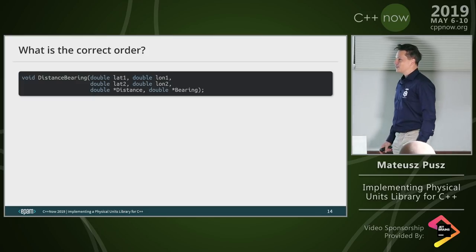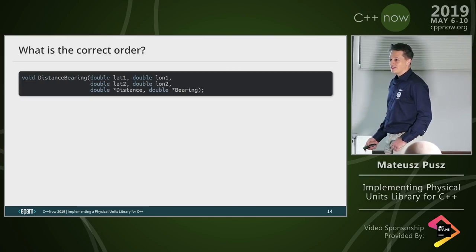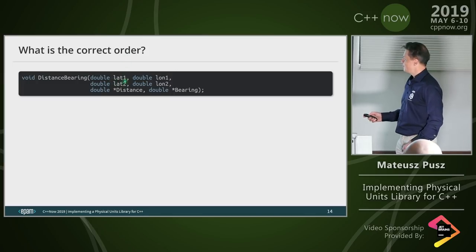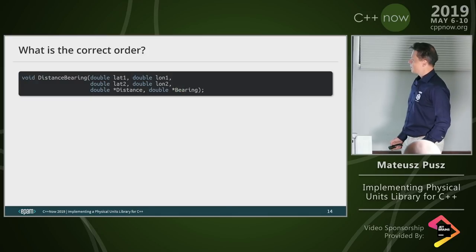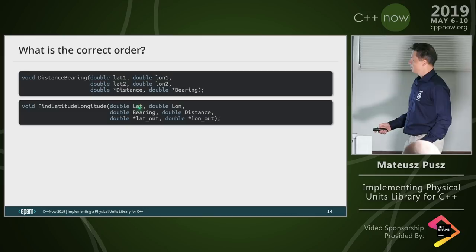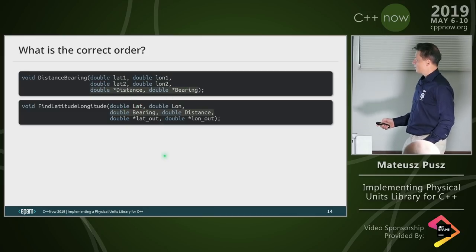But the project inherited its calculation engine from some other open source project that was developed like in the 90s, mostly in C. And this is the interface, yes? Distance bearing, we have some latitude, longitude, another latitude, longitude, we have distance bearing to a target. In the same header file, there are a few other functions. This is another function. And notice the order of those arguments.